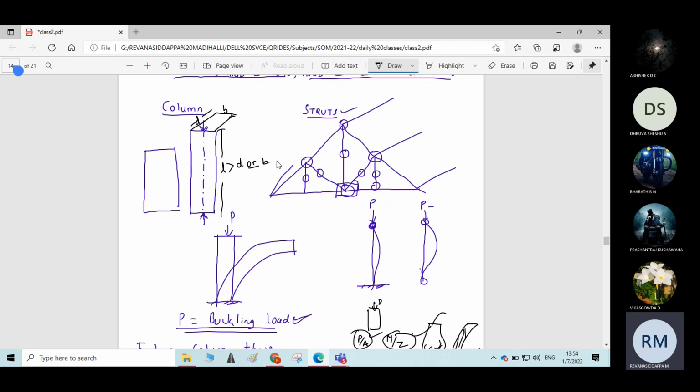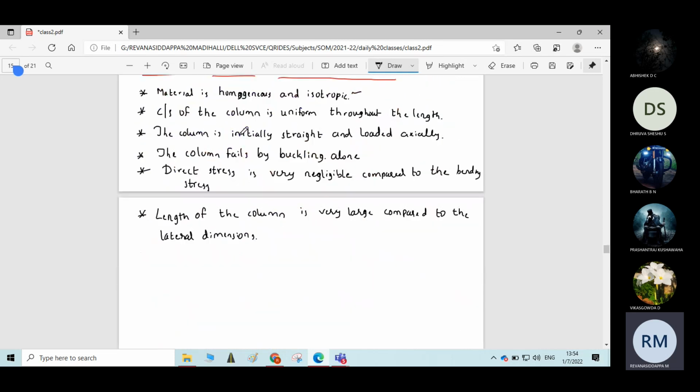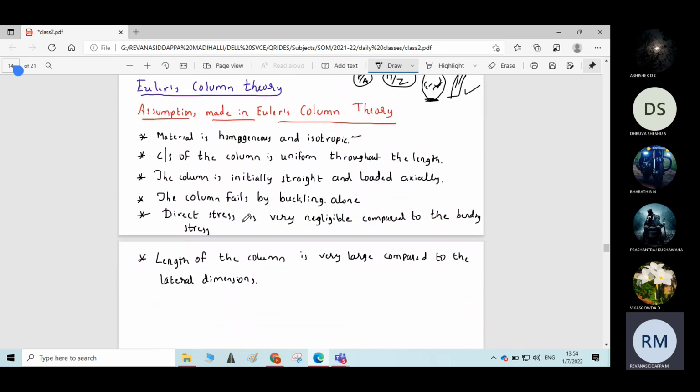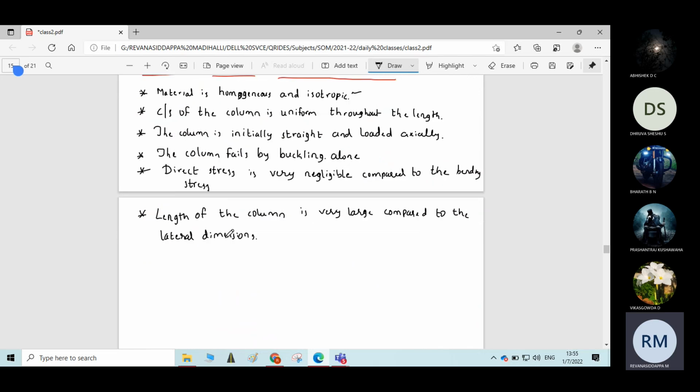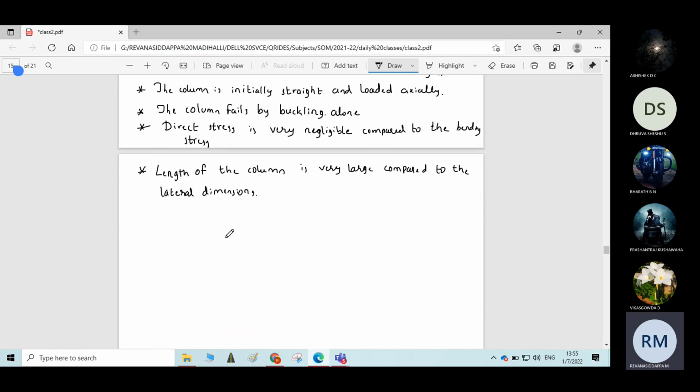Length of the column is very large compared to the depth or width of the column. This is the last assumption made in Euler's column theory. So these are all the assumptions made. Now next we will go directly to the derivations.